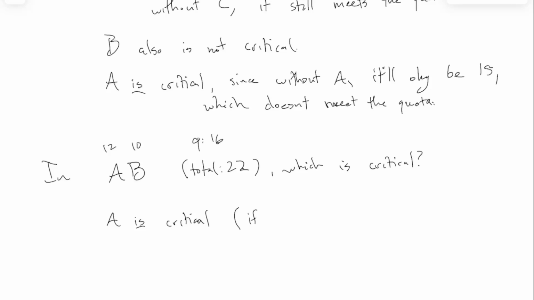This means if we remove A, we won't make the quota. That's what critical means.